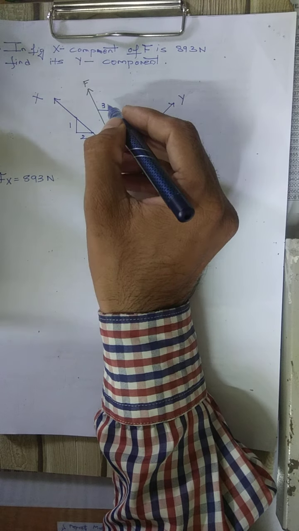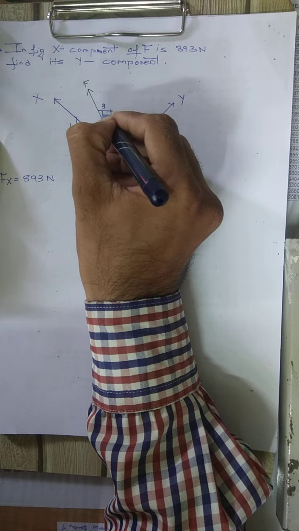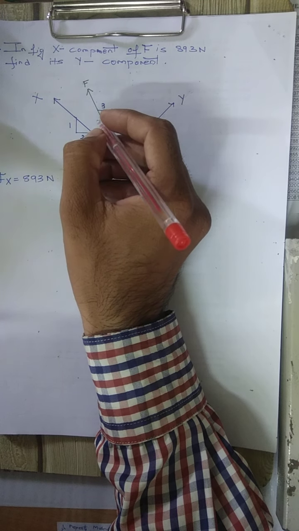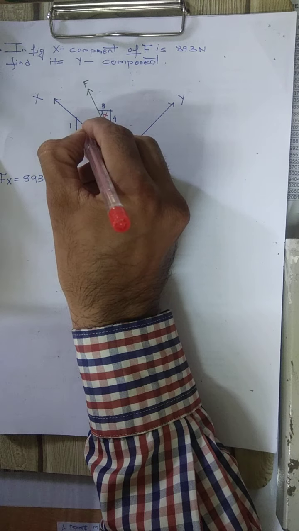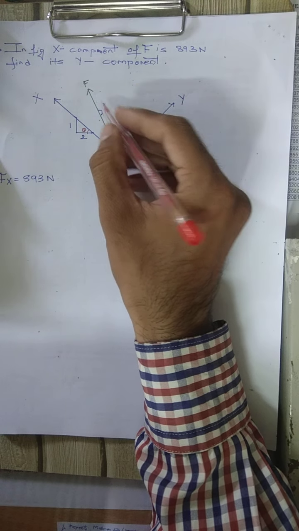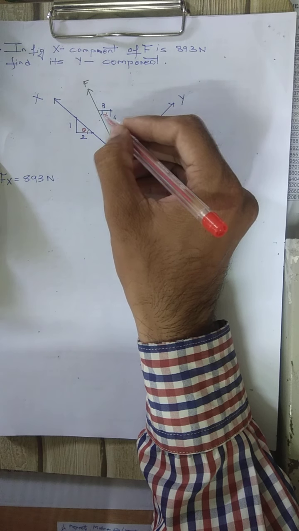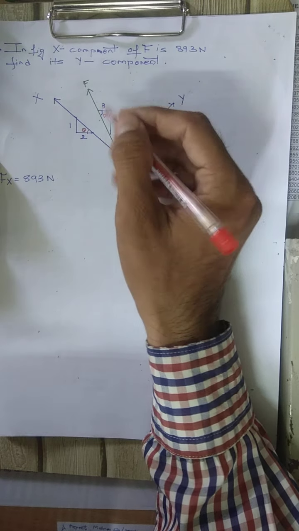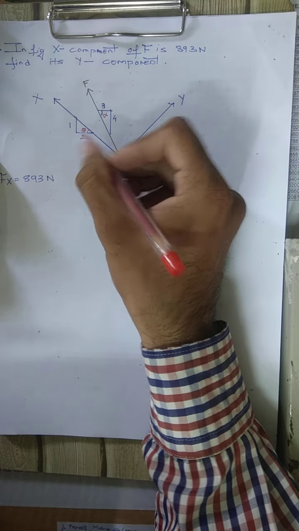Here I am giving names. This angle I am naming alpha, which is made with the horizontal axis. Next I am naming this one theta, again made with the horizontal axis. This force F makes an angle of alpha, which we find by the rule tan theta equals opposite upon adjacent. We also have to find the angle made by the x and y axes.